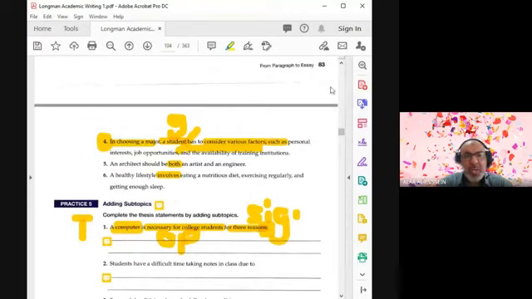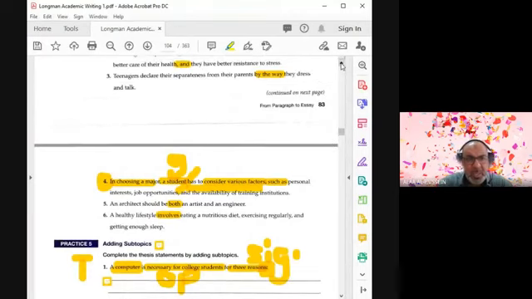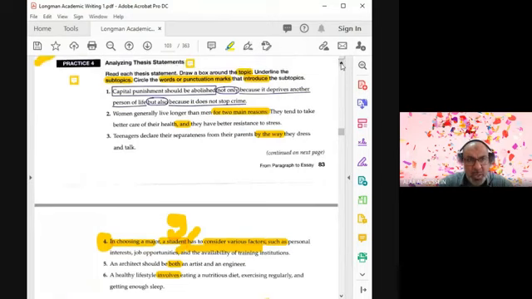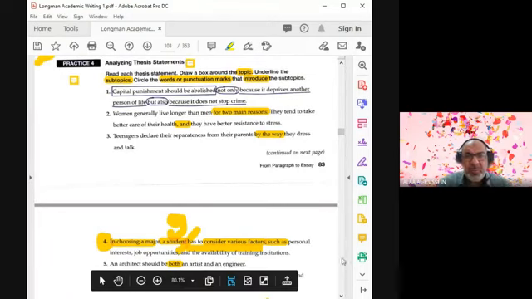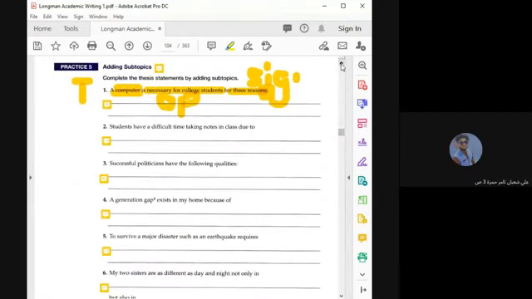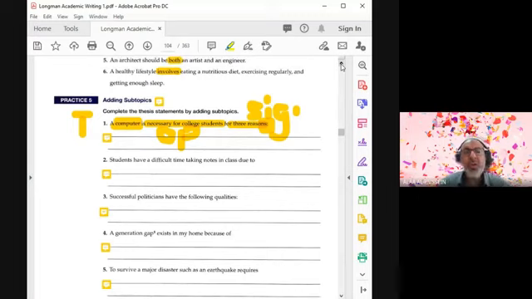Practice number 4, and you go to the last point, point number 6. A healthy lifestyle involves eating a nutritious diet, exercising regularly, and getting enough sleep.